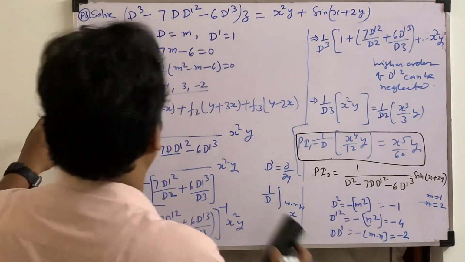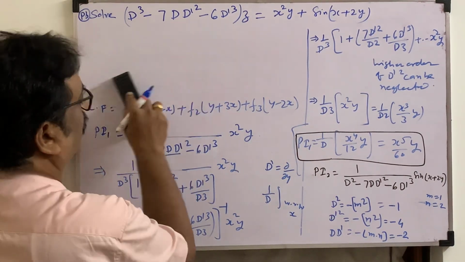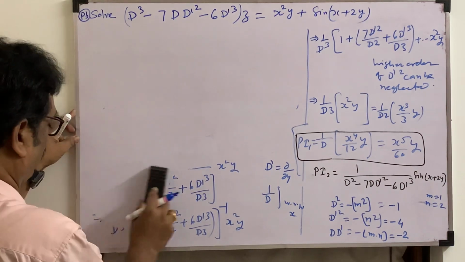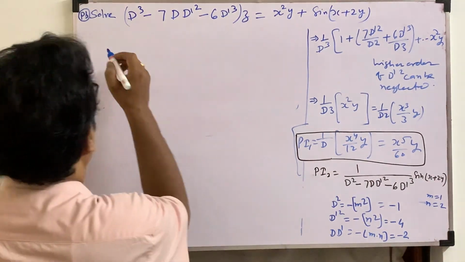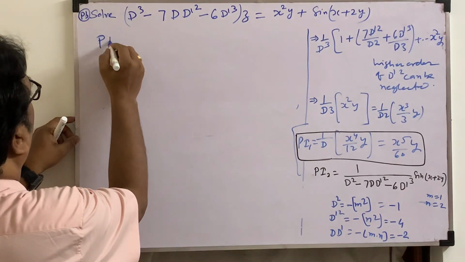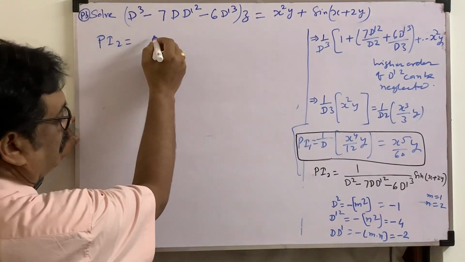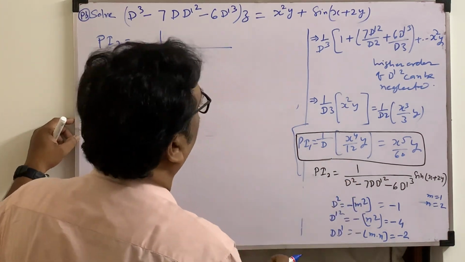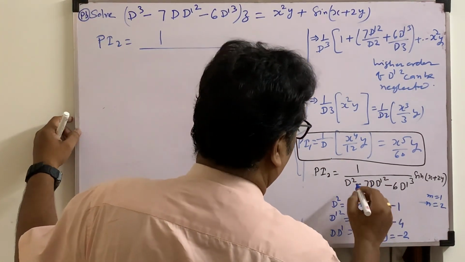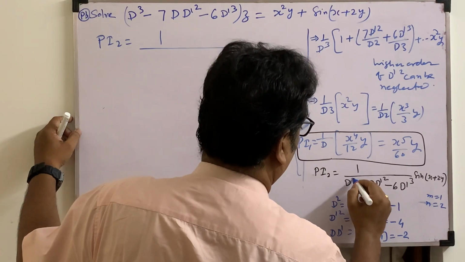Now we'll directly substitute this. Now I will bring the total terms here and we'll calculate. Pi2: substitute this value. D square, D cube, no? How did we write this? D cubic equation, no?